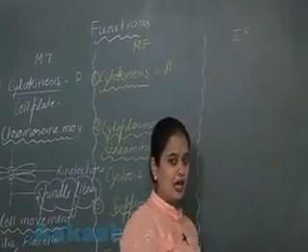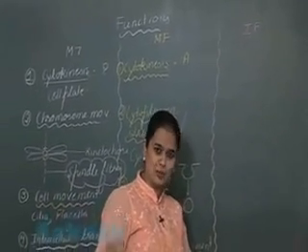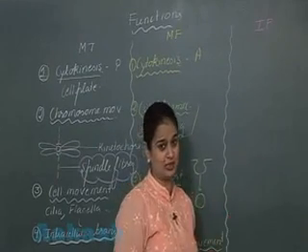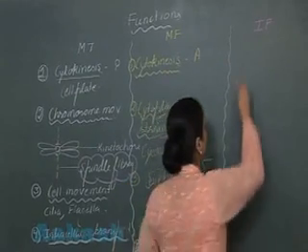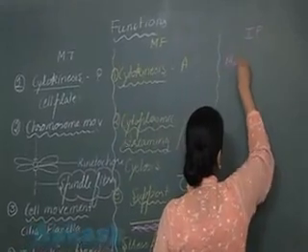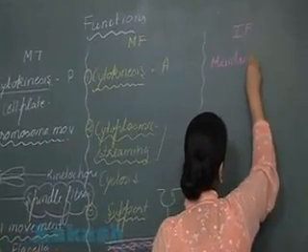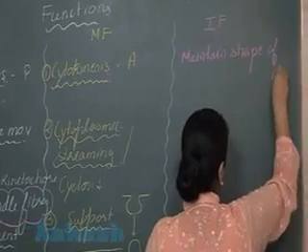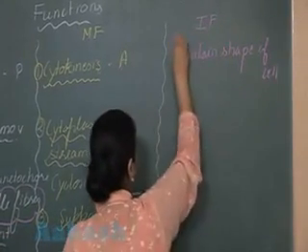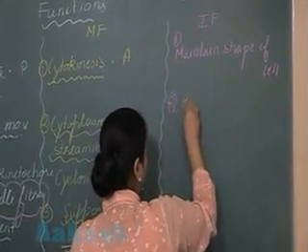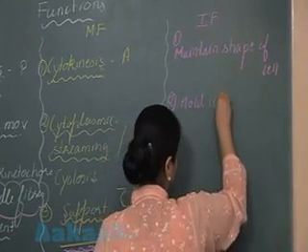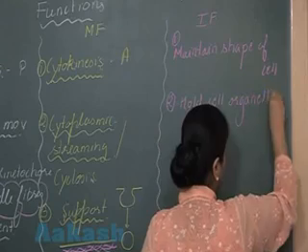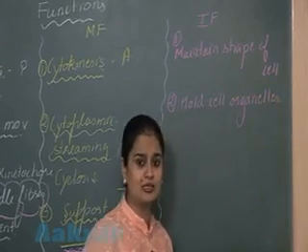Intermediate filaments. Intermediate filaments cytoplasm के अंदर भी present है. They are also present in the nucleus. Now in the cytoplasm they will maintain shape of cell. They will hold the cell organelles, maintain the position of the cell organelles.